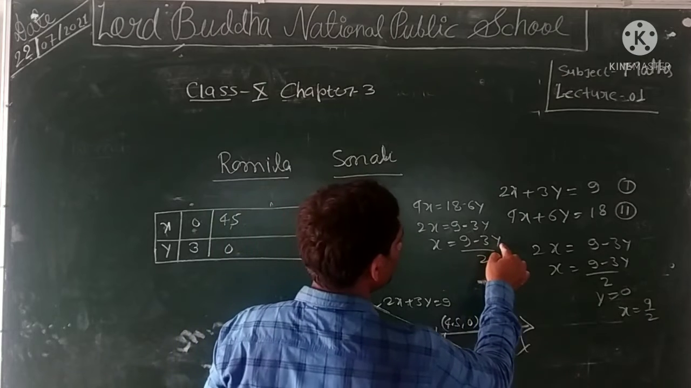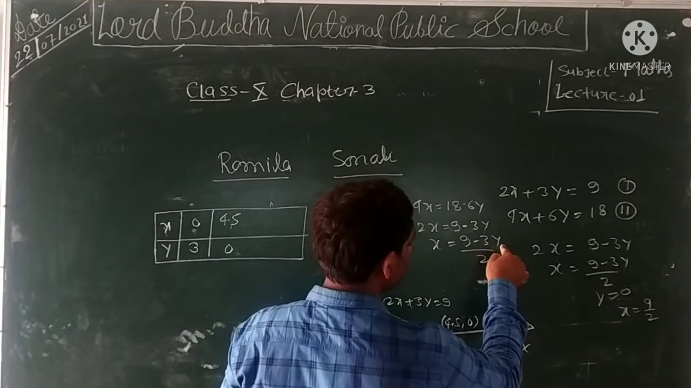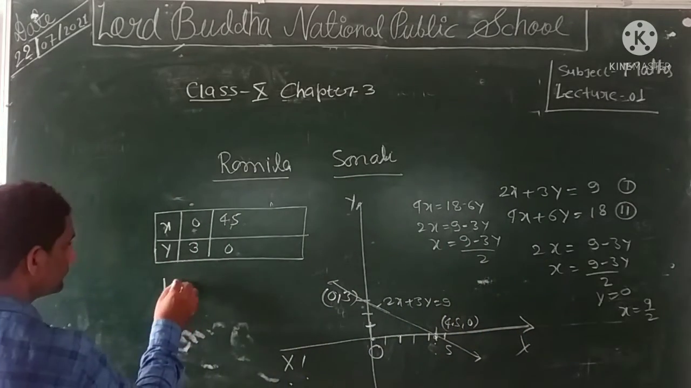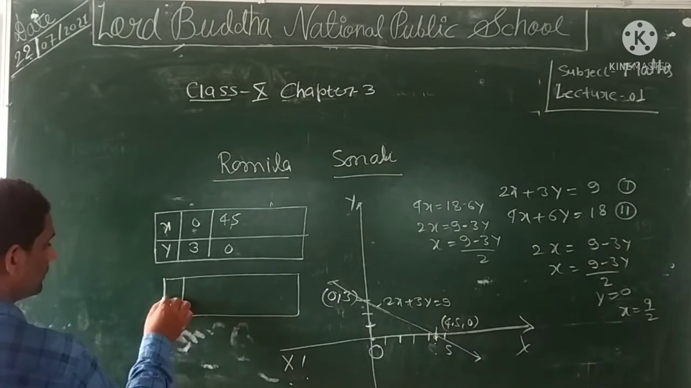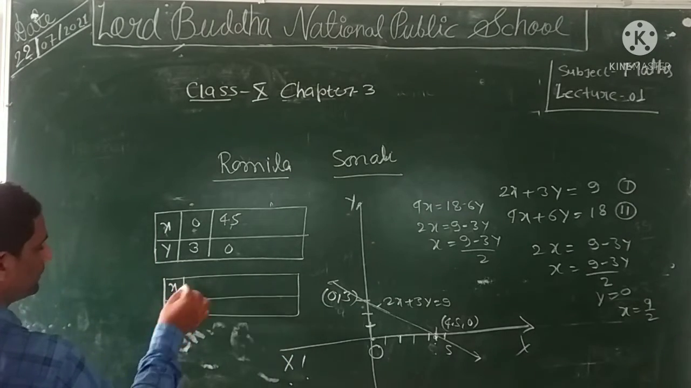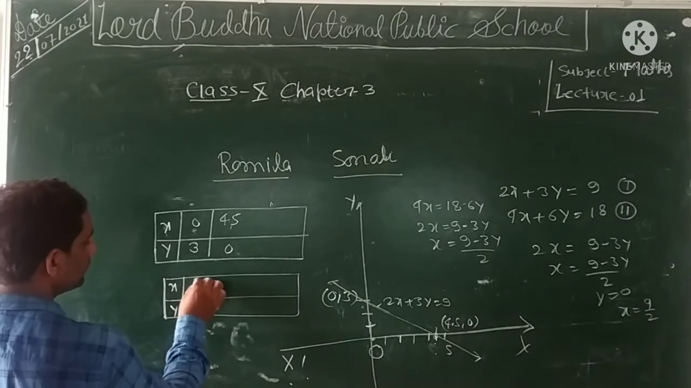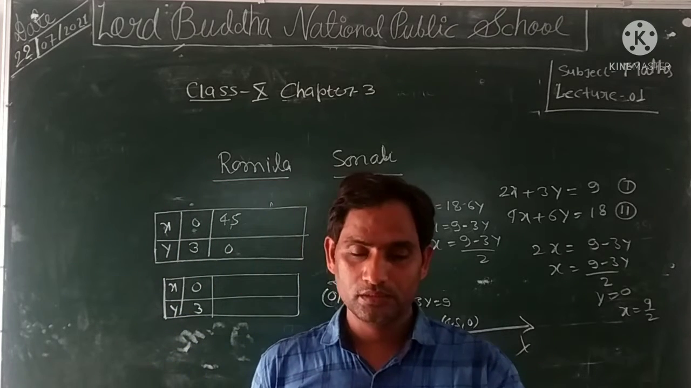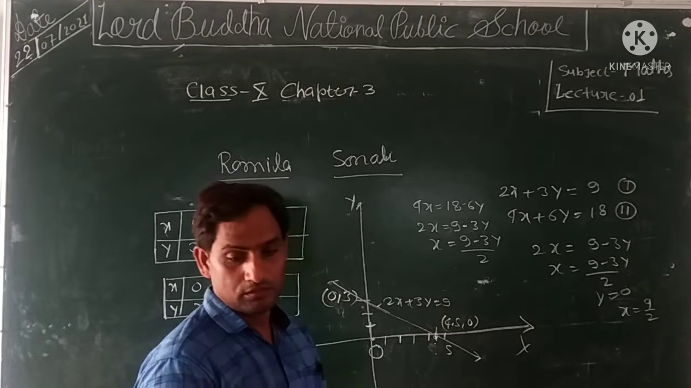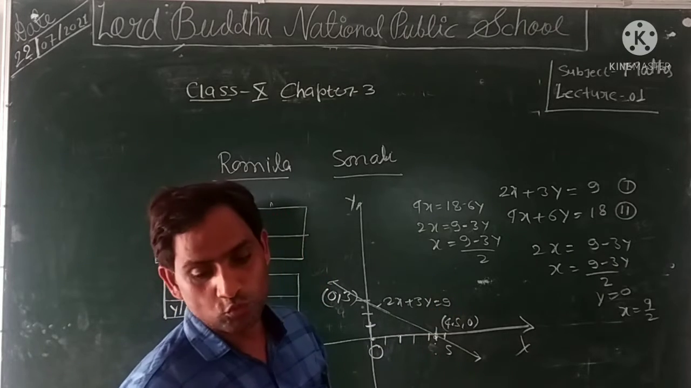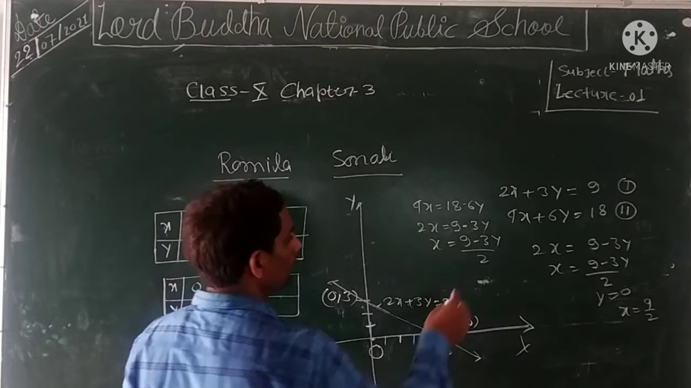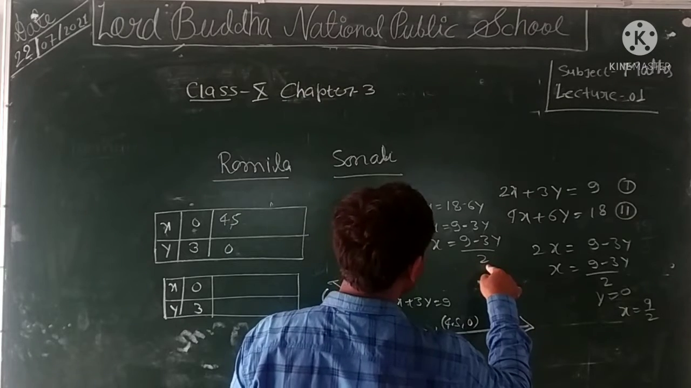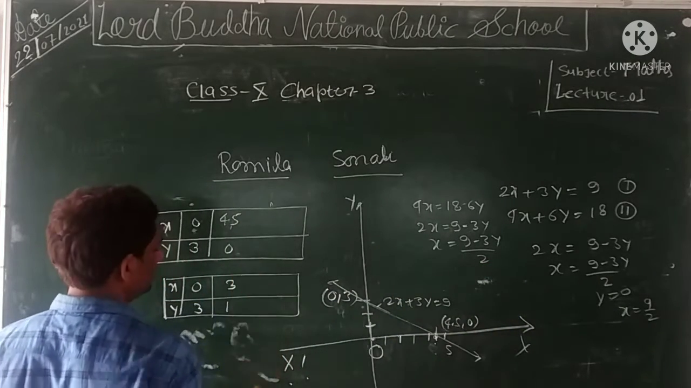When y equal to 3, 3 times 3 is 9, 9 minus 9 is 0, which means the value of x will be 0. Here, table: y equal to 3, x equal to 0. Okay. Now we select the value of y equal to 1. When we take y equal to 1, 3 times 1 is 3, 9 minus 3 is 6, 6 upon 2 means 3. Here y is 1, here x is 3.